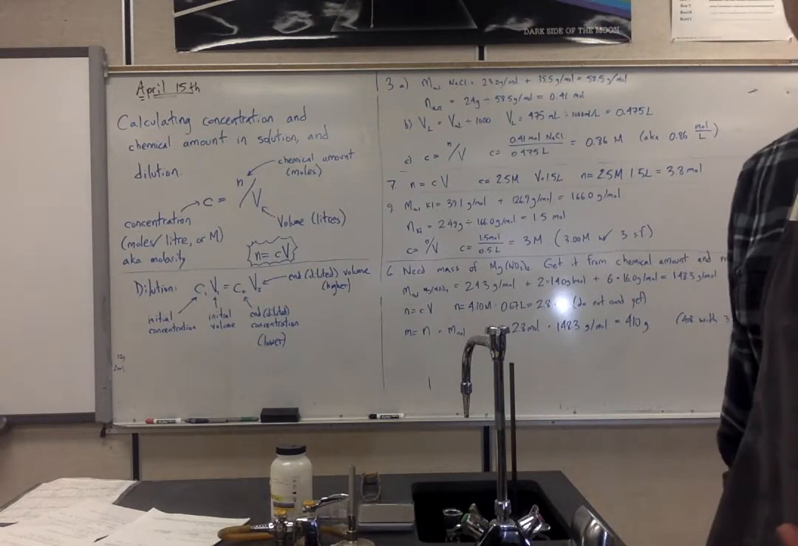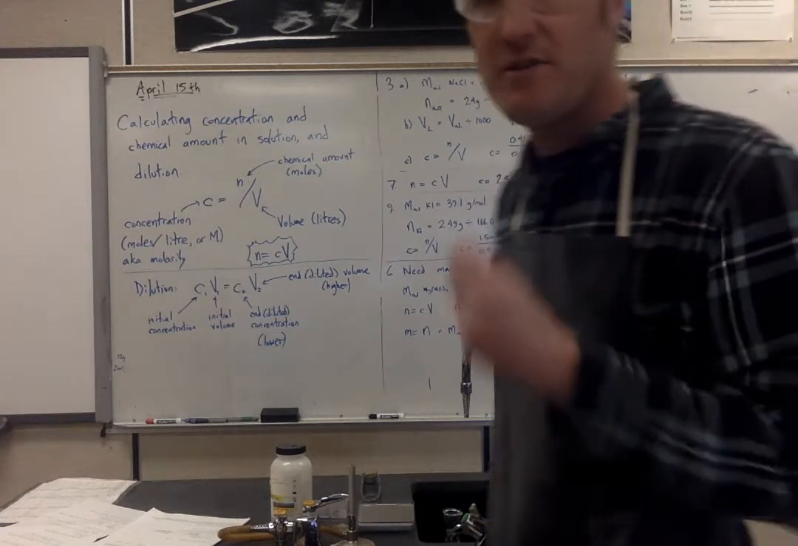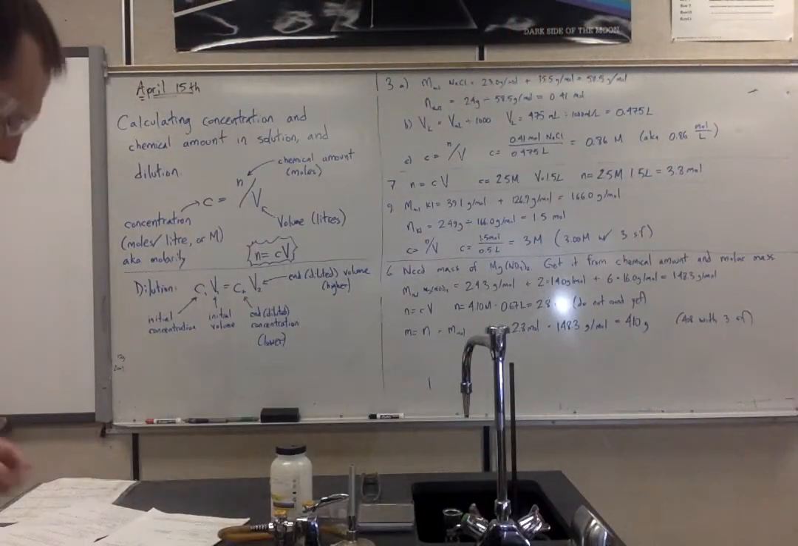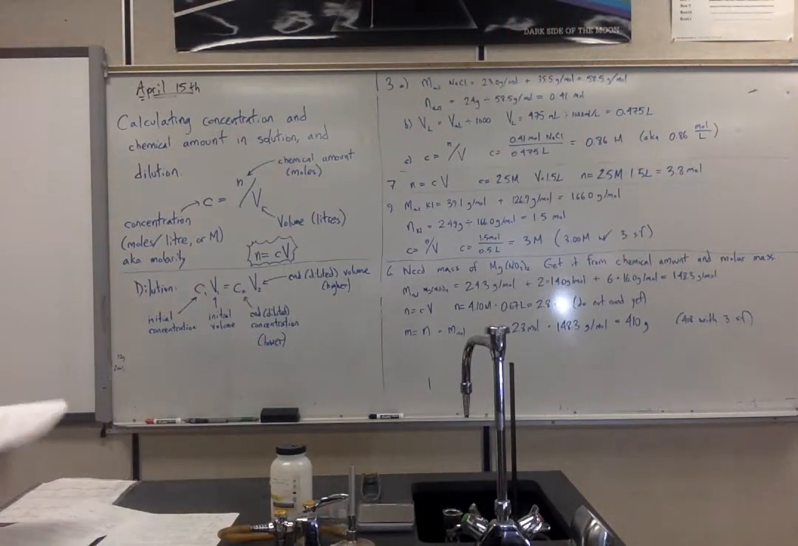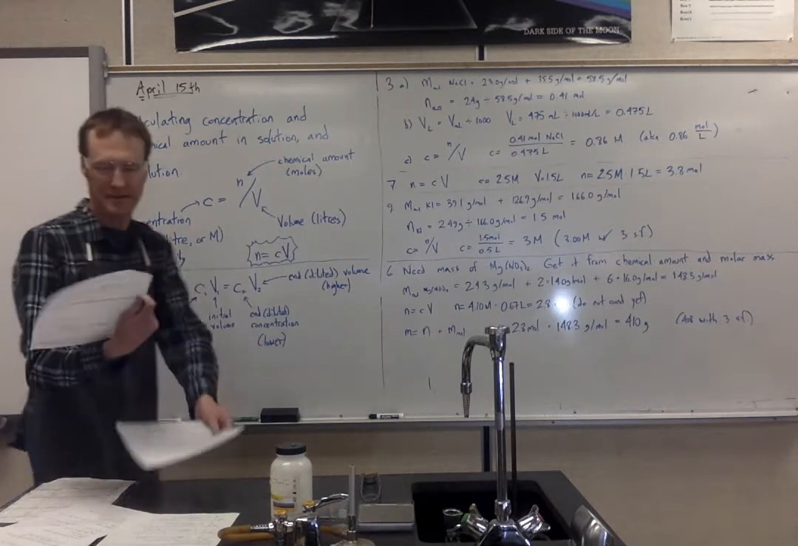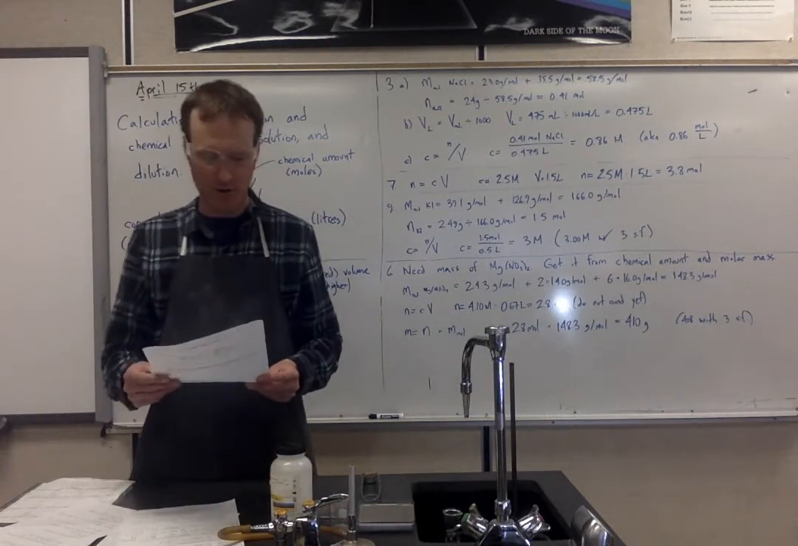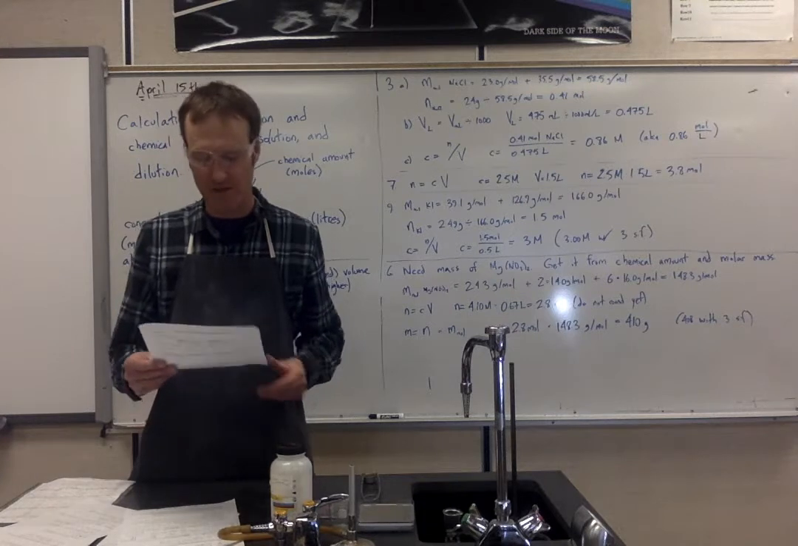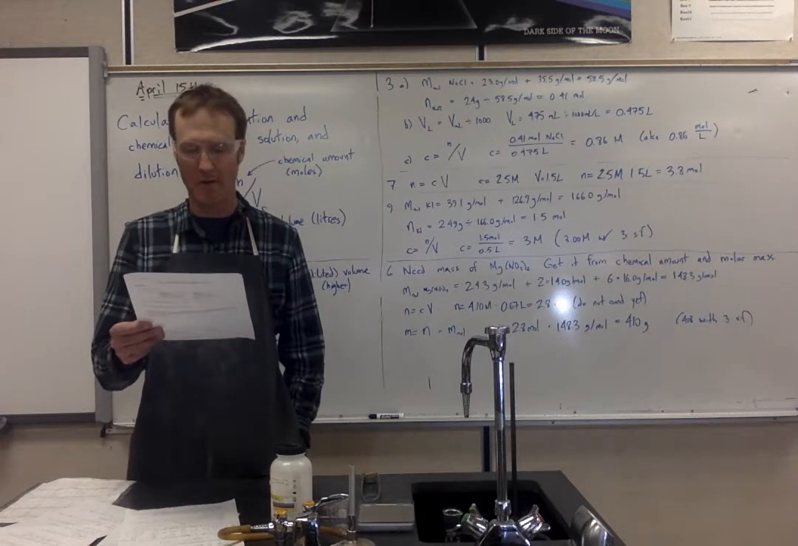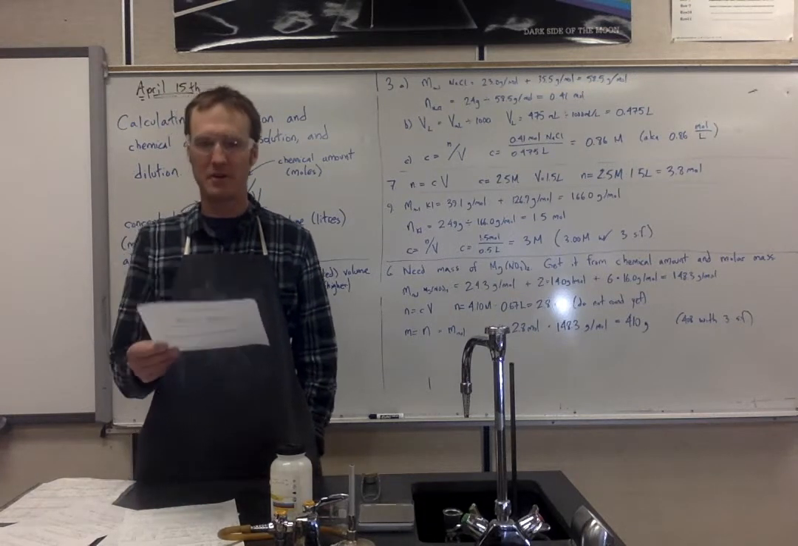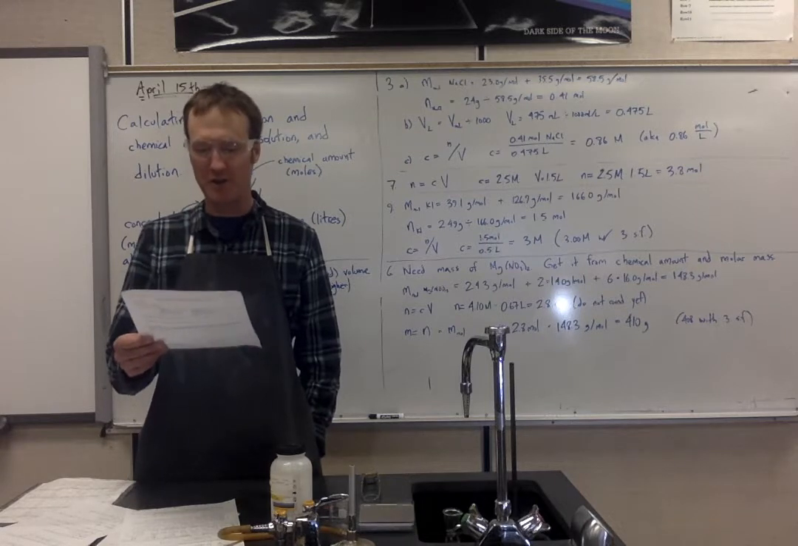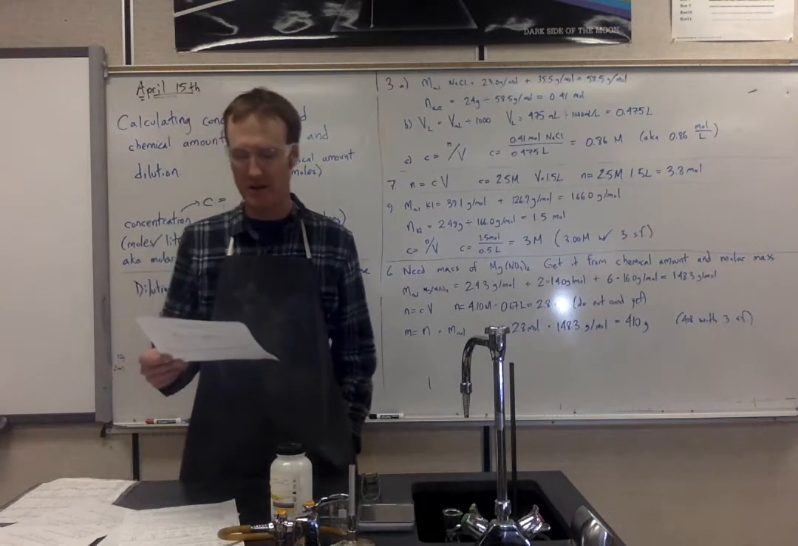Molar mass is something you should know how to calculate, and you need to use it for some of these problems that I've made up. Question 3 is this. A solution is made by dissolving 24 grams of NaCl, sodium chloride, to make 475 milliliters of solution. Calculate the concentration in units of molarity.